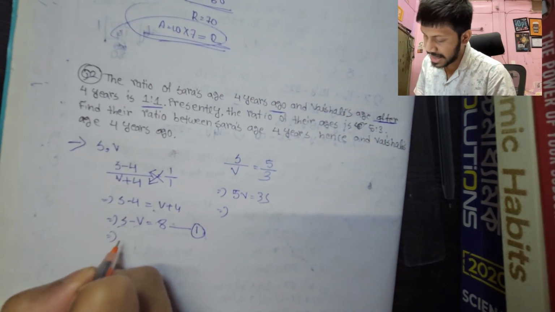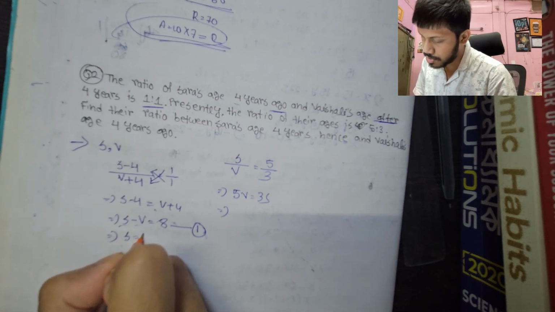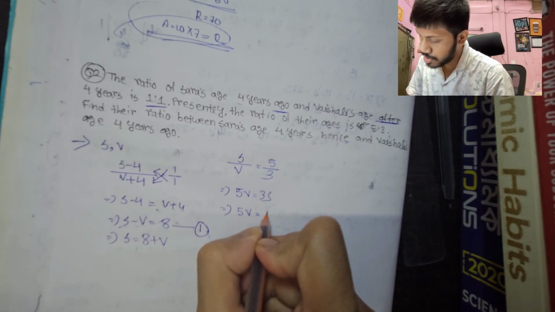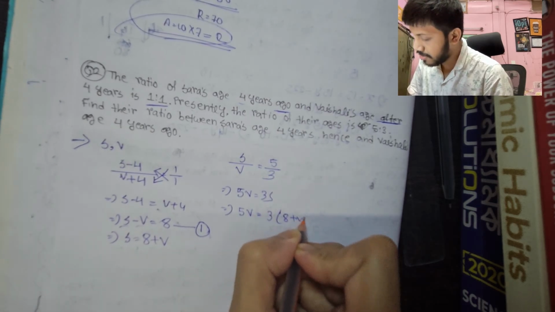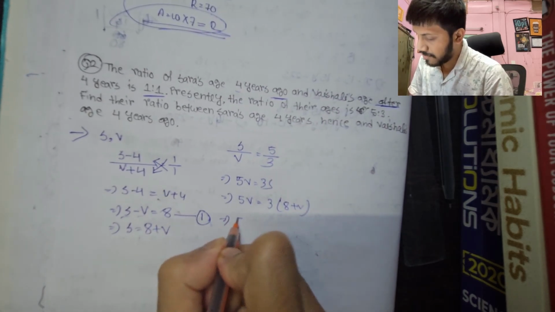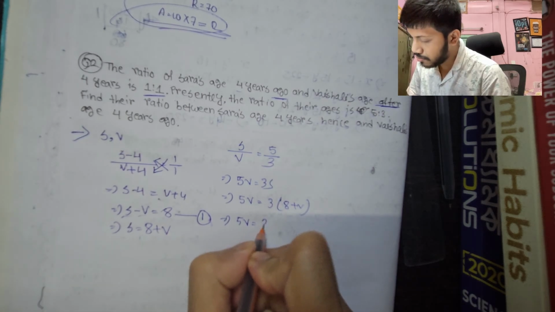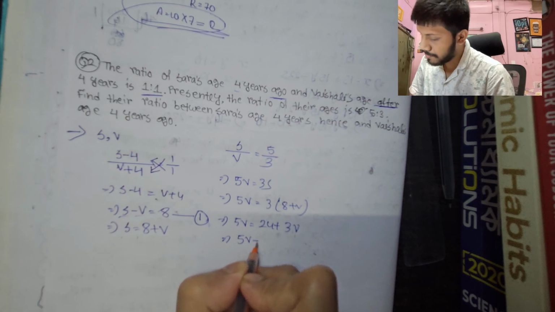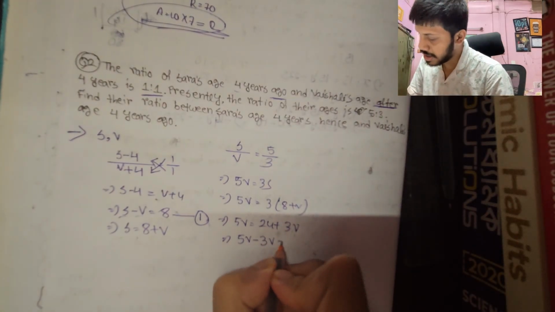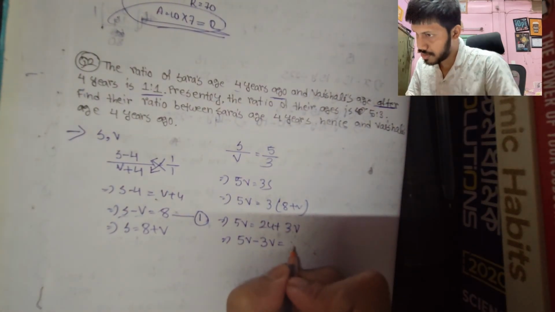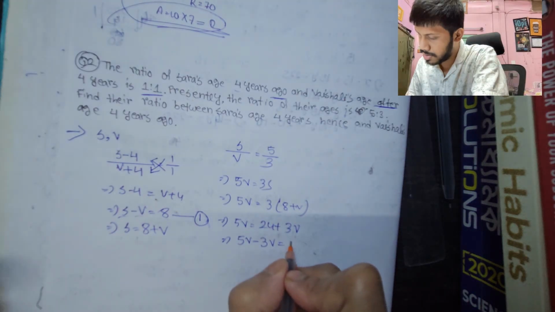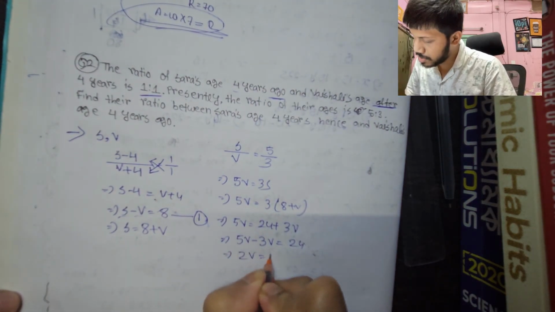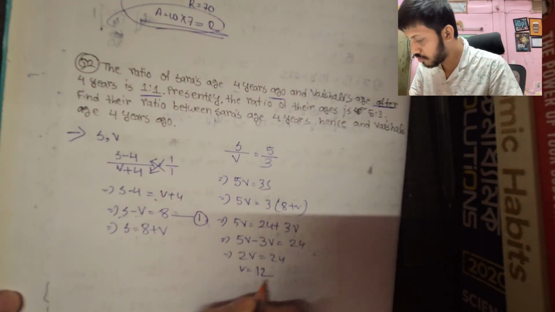So we can write S equals 8 plus V. So 5V equals 3 into (8 plus V), right? So 5V equals 24 plus 3V. 5V minus 3V equals 24, then 2V equals 24, V equals 12.